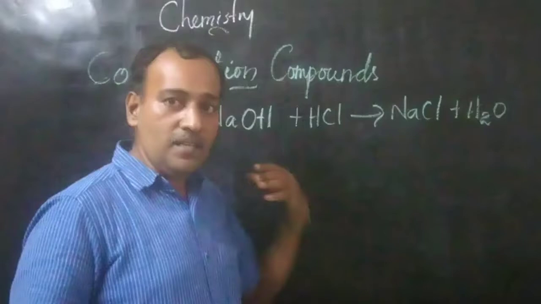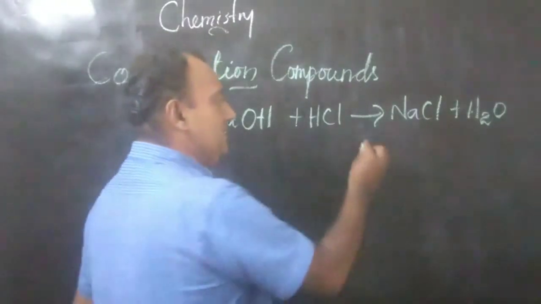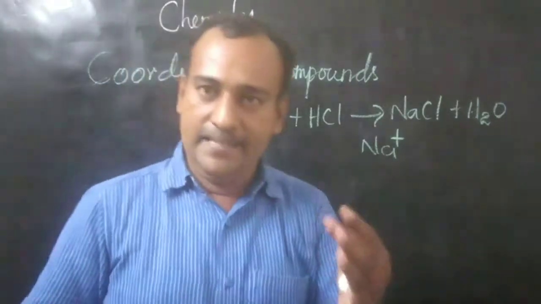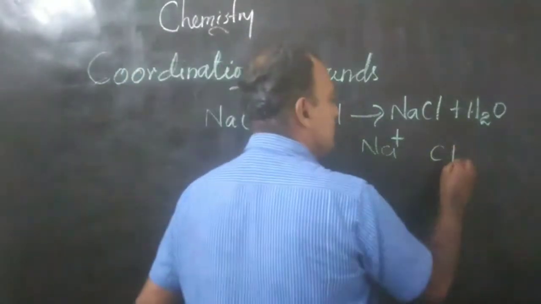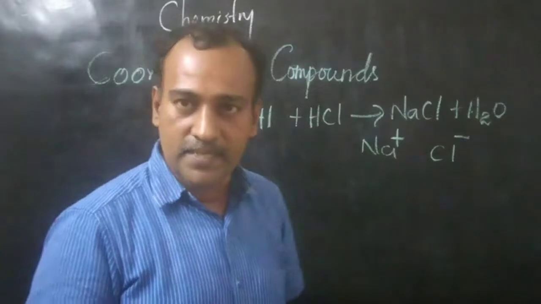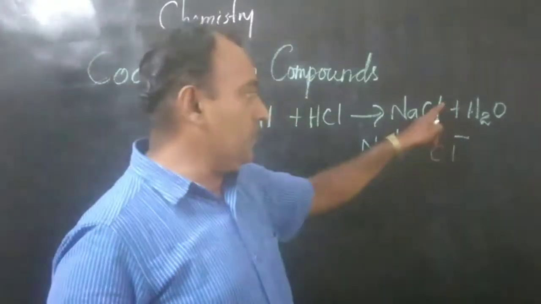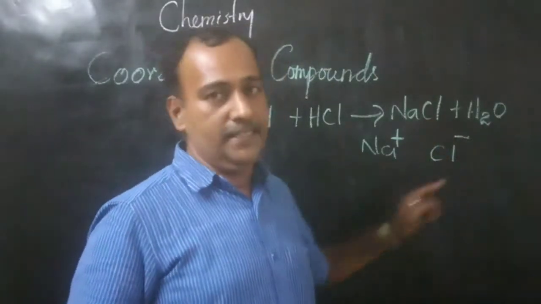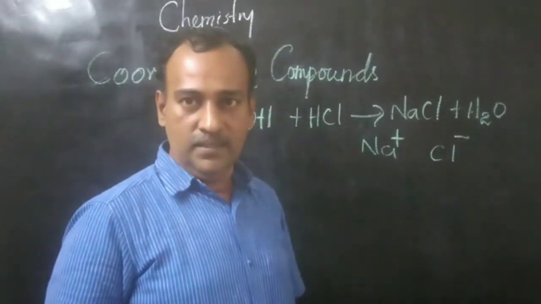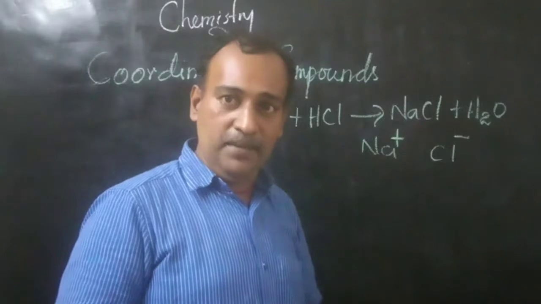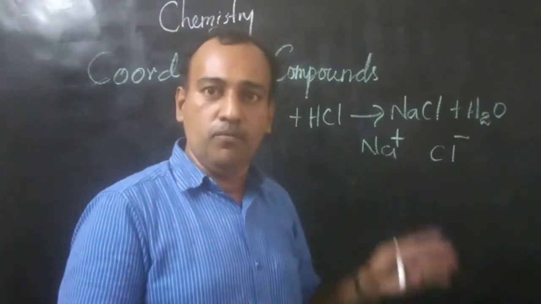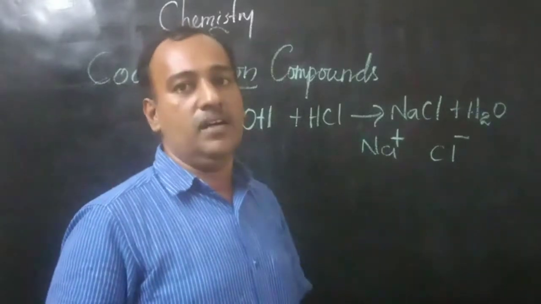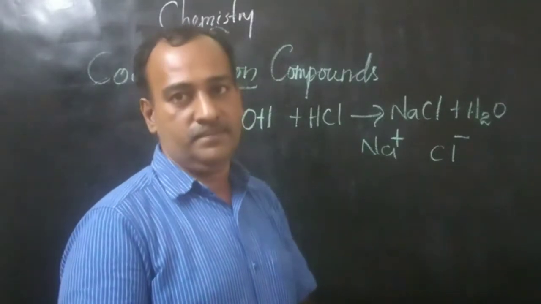You know, sodium chloride, Na is positive. Positive means cation. Cl is negative. Negative means anion. So sodium chloride contains only one positive and only one negative ion. If a salt exhibits the property of only one cation and one anion, then it is called simple salt.